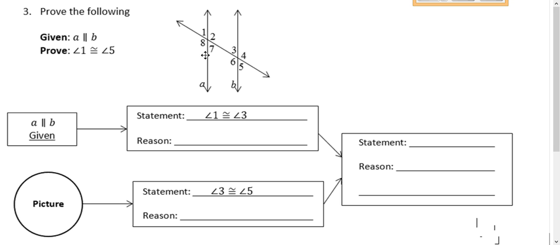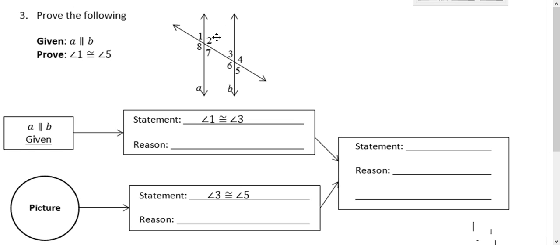So given line A and line B are parallel, prove angle 1 and angle 5 are congruent. So if you go through, line A and B are parallel, then we've got angle 1. Angle 1 is congruent to angle 3. We know that those are congruent because the lines are parallel, and those 2 angles are corresponding angles.